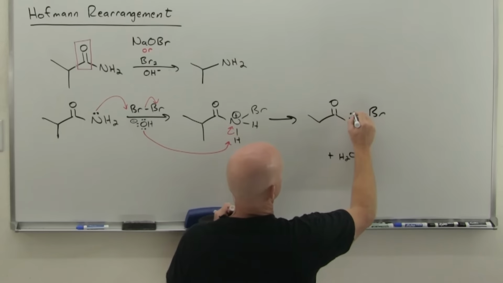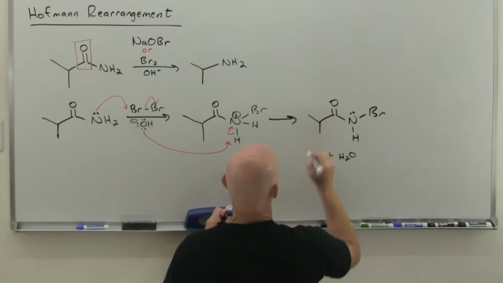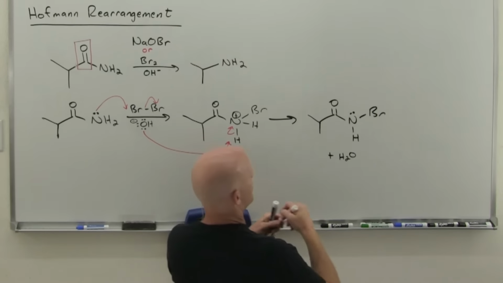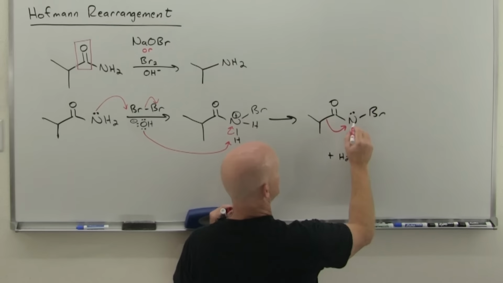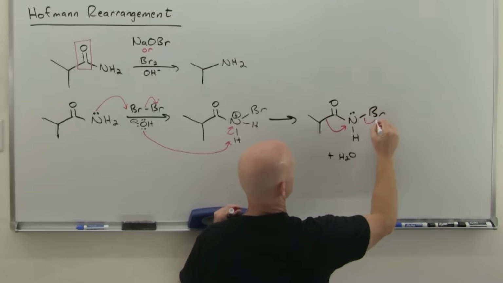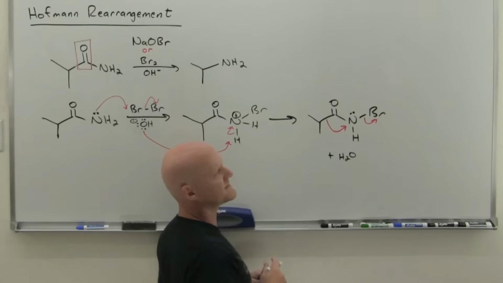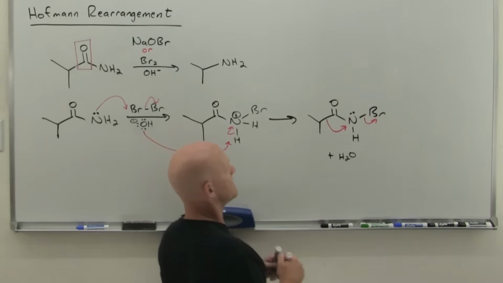All right, so from here, we're going to get our big rearrangement. In this case, this bond right here is going to break, and this carbon's going to come and bond to the nitrogen. And the nitrogen's going to have the bromine leave as a leaving group to make room for that to happen. So that's what's going to happen here.